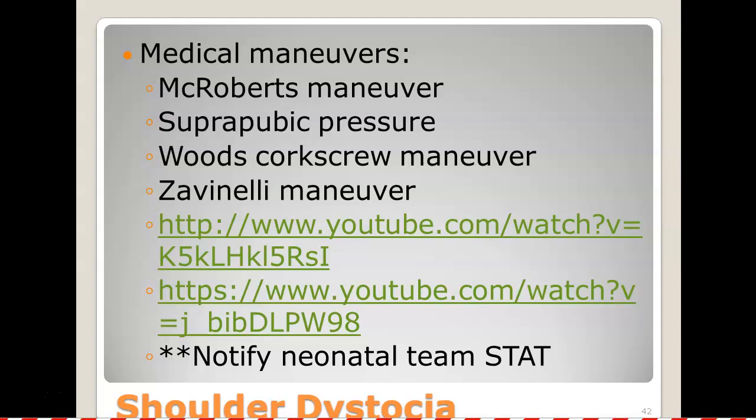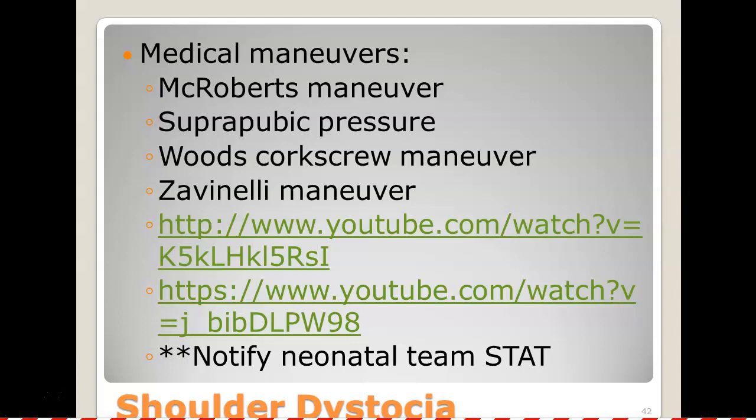So while mom's in that McRoberts position, someone else is doing that suprapubic pressure while she's pushing to try to dislodge that anterior shoulder from that pubic symphysis, as well as widen her pelvis at the same time. And that's one of the most common and first line maneuvers that is done if a shoulder dystocia is recognized.